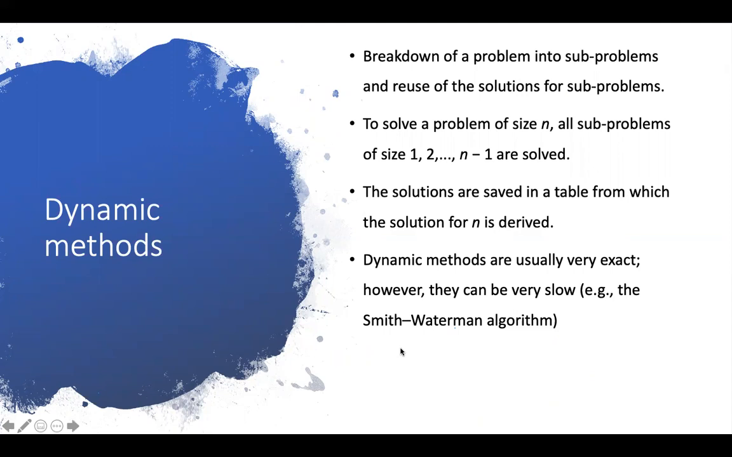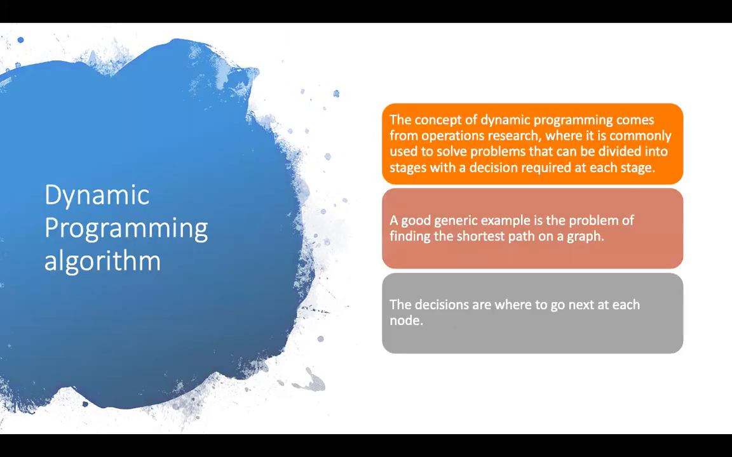And dynamic methods are usually very exact. However, they can be very slow. For example, the Smith-Waterman algorithm used in bioinformatics for sequence alignment. The concept of dynamic programming, which comes from dynamic methods, actually comes from operational research, where it is commonly used to solve problems that can be divided into stages with the decisions required at each stage.